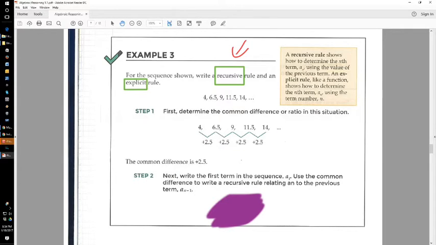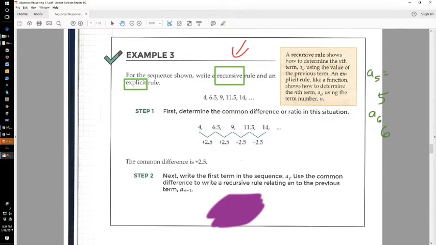An explicit rule shows how to determine the nth term using the term number n. Basically, if I want to know what a sub 5 is, I would physically manipulate the 5 to get what I wanted. That would be an explicit rule. If I want a sub 6, I would physically use the 6 to find whatever the 6th term is. So we'll start off with what we've already done. We'll start with the recursive, and then we'll do the explicit.